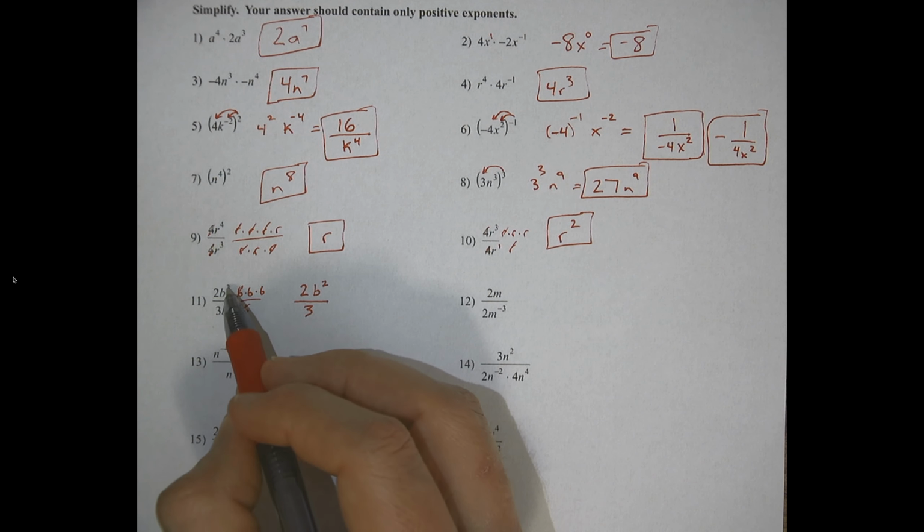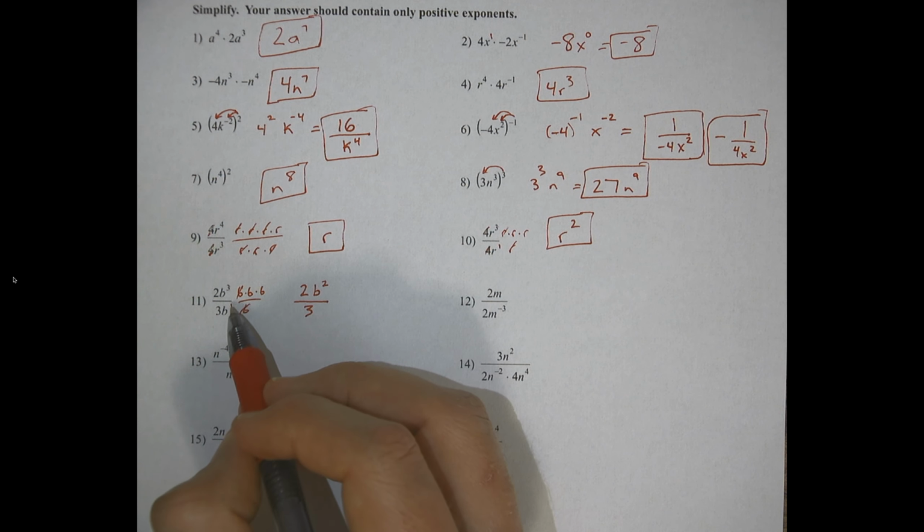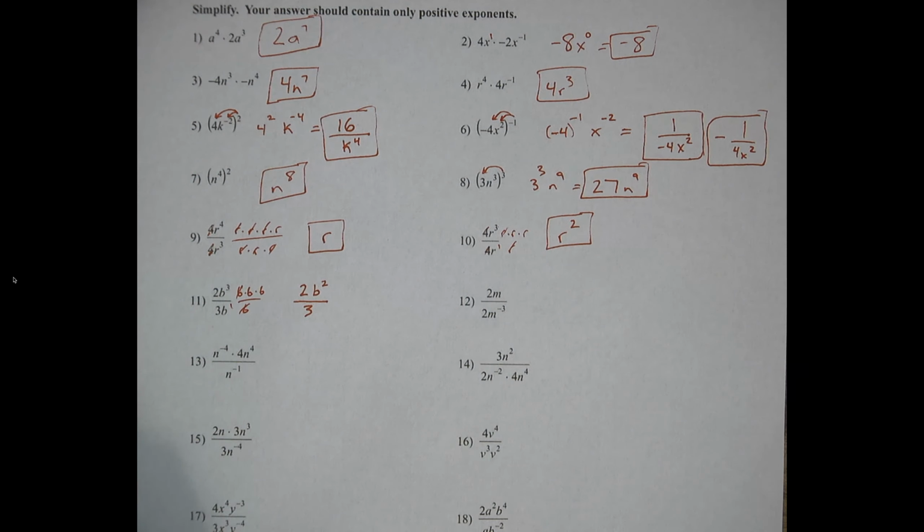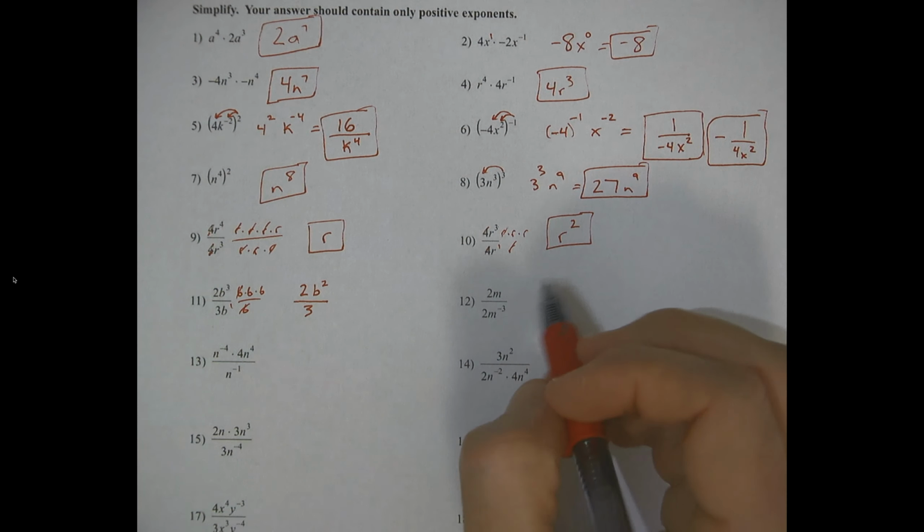But again, if you're going to use the quotient rule and subtract, whatever you get, positive or negative, doesn't matter, that goes up top. And if it is negative, then you're going to have to move it down to the bottom to fix it. So more on that here in just a second.